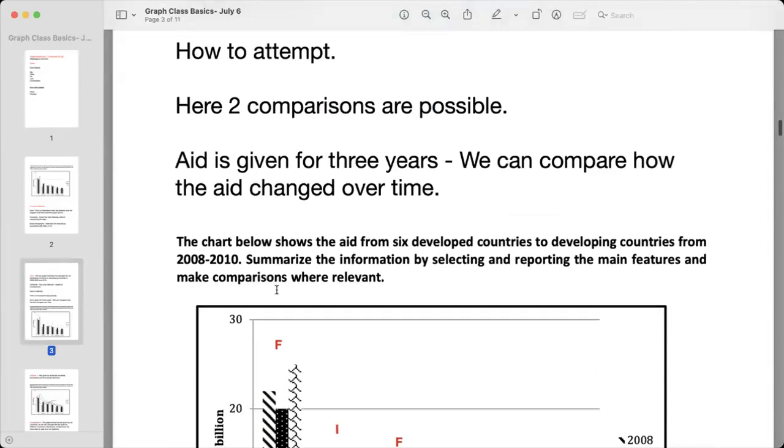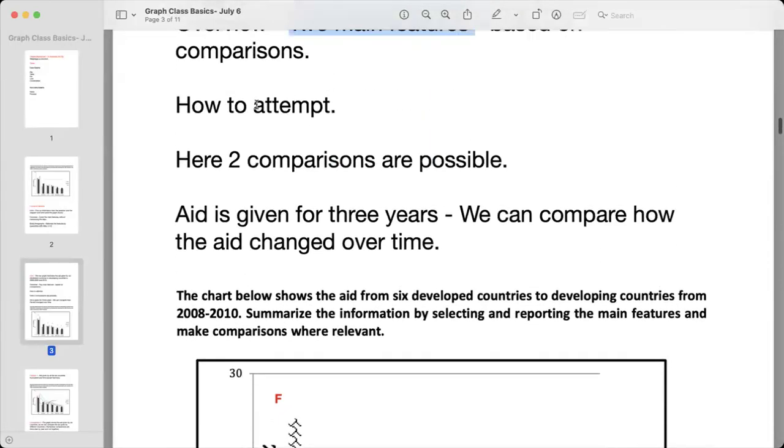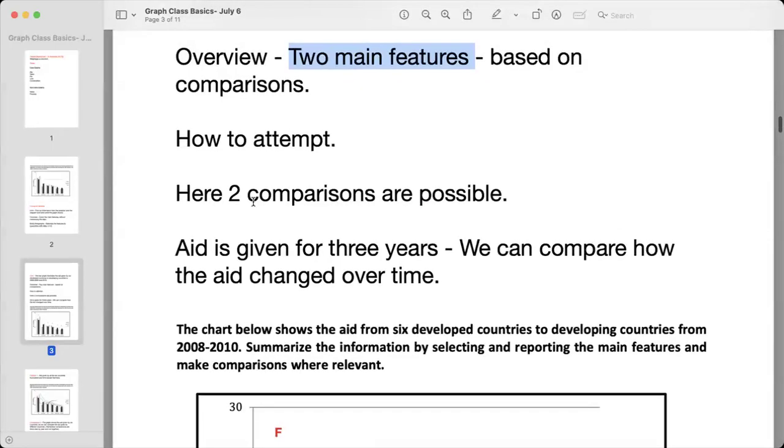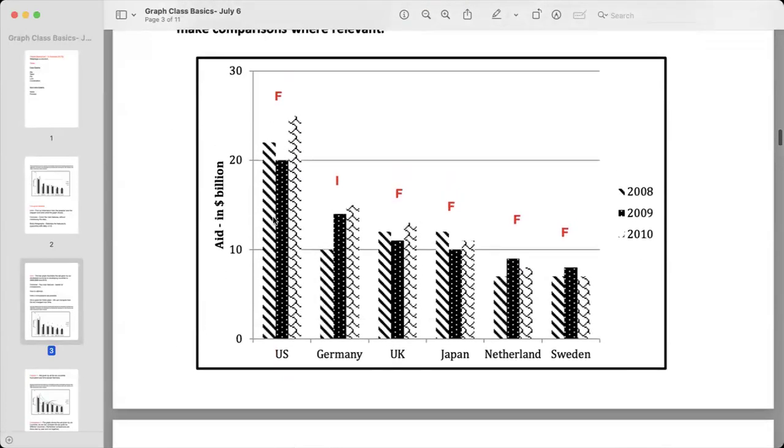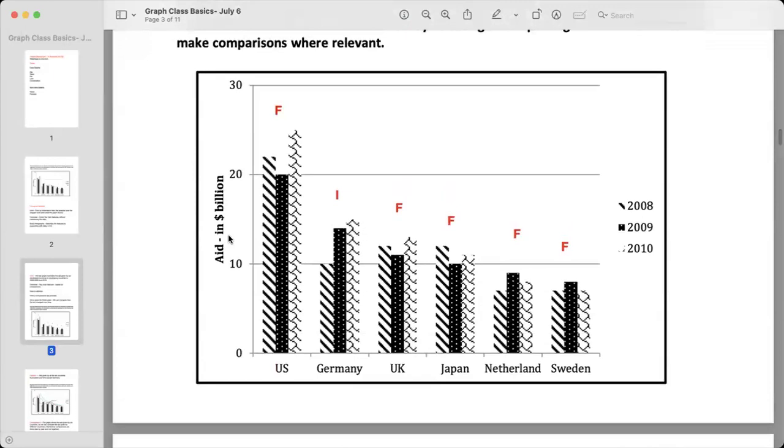Okay. So here 2 comparisons are possible. If you look at the diagram, there are 2 comparisons possible. See, this is the aid given. Aid is given by 6 countries. So we can compare the countries, the aid given by the 6 countries, and we can also compare the years. We can see how the aid changed over time.